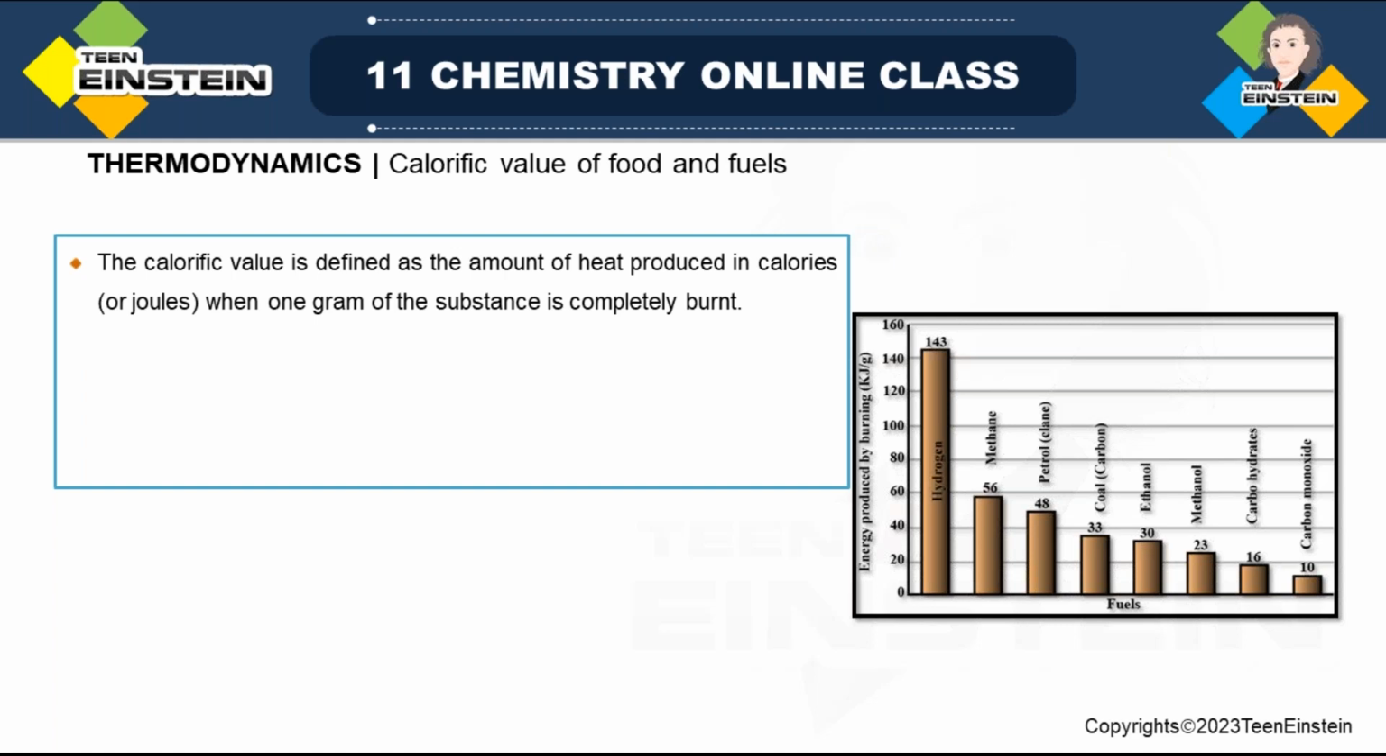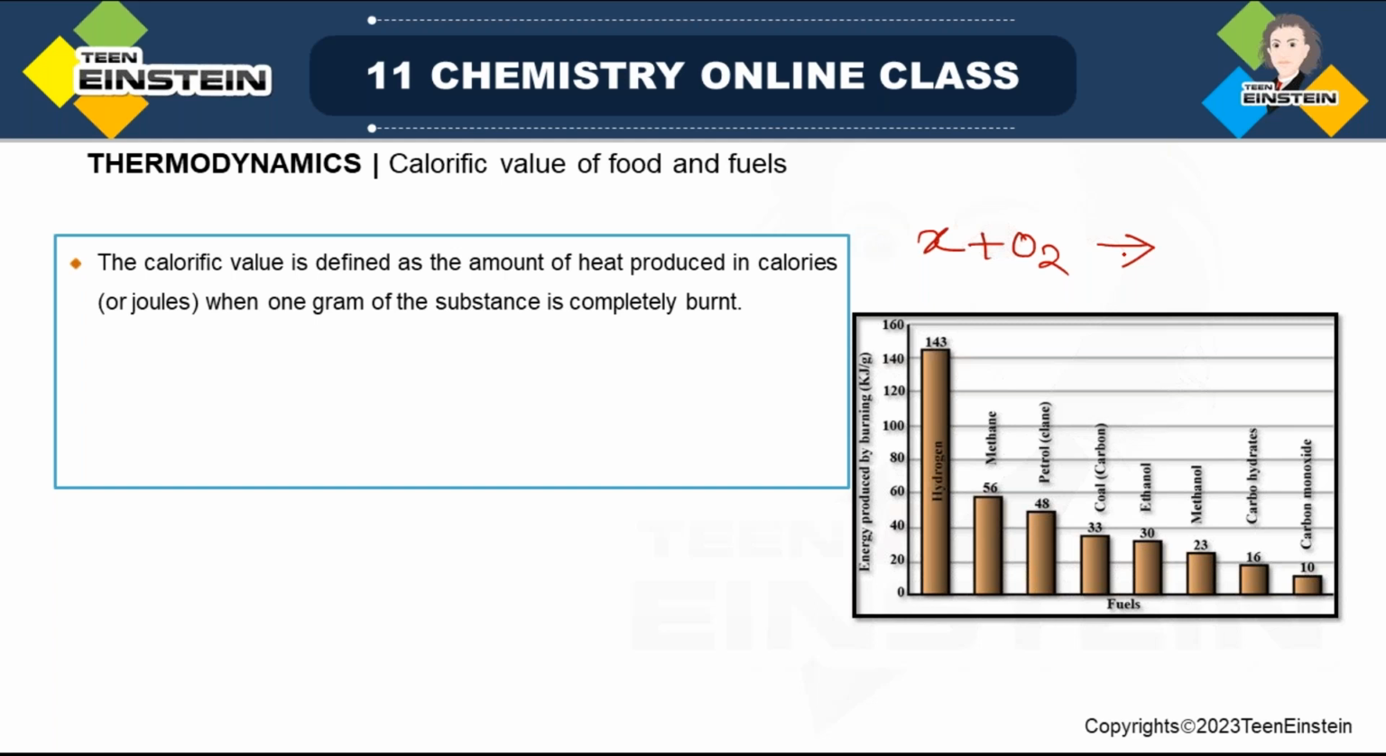Next topic is calorific value of food and fuels. Remember, we have already seen what is combustion. Combustion is when you have any substance, suppose X, and you react it with O2 and get some product. So this is basically a reaction with O2, and in this process, which is combustion, it is mostly exothermic.